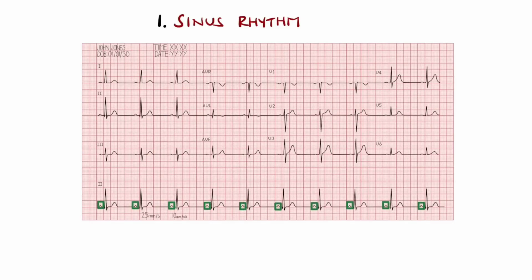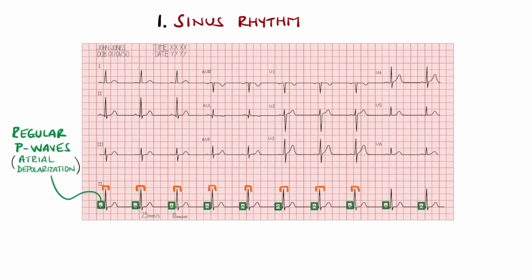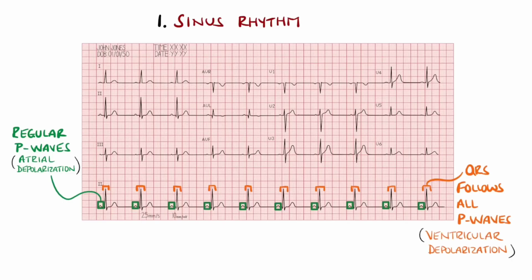In this instance, there are regular P waves followed by a QRS complex that represents normal conduction of the electrical signals from the sinoatrial node in the right atrium through the atrioventricular node and bundle of His into the ventricles.